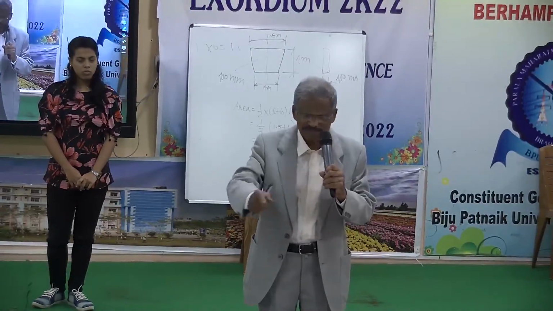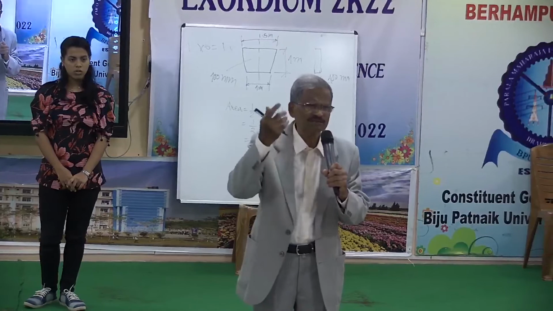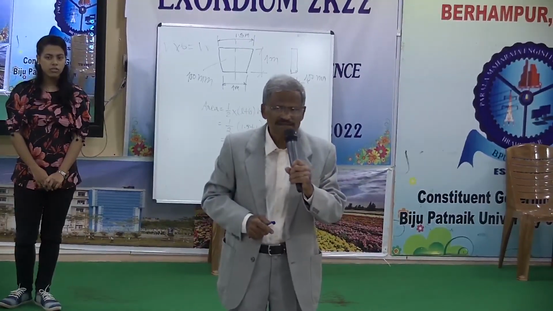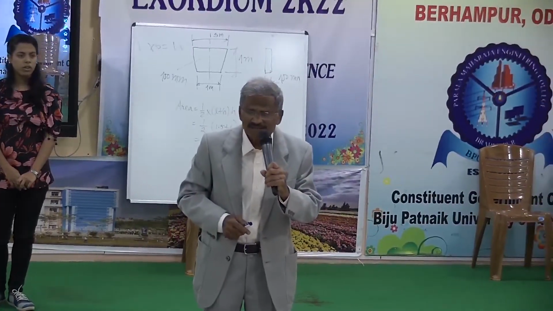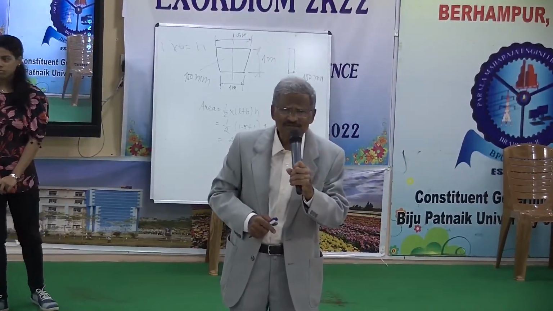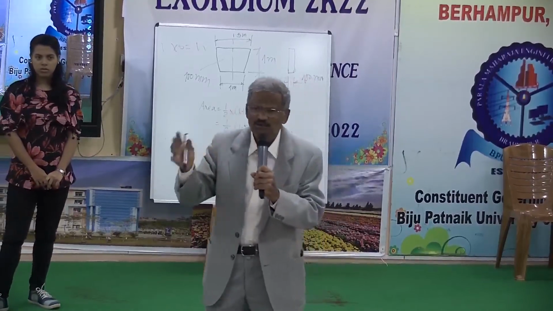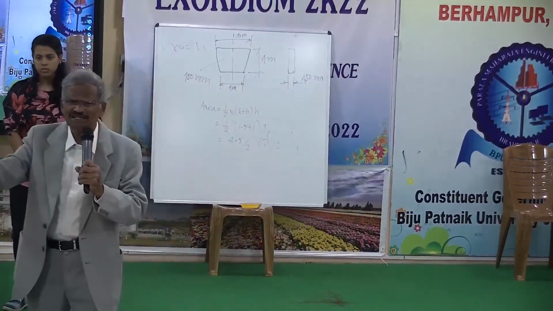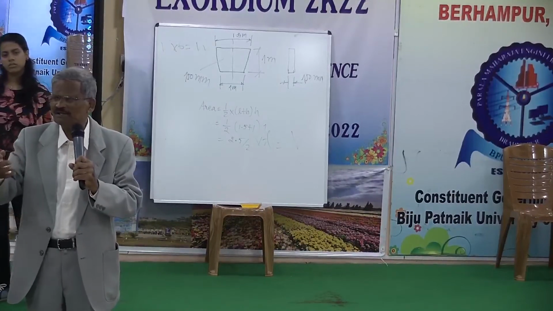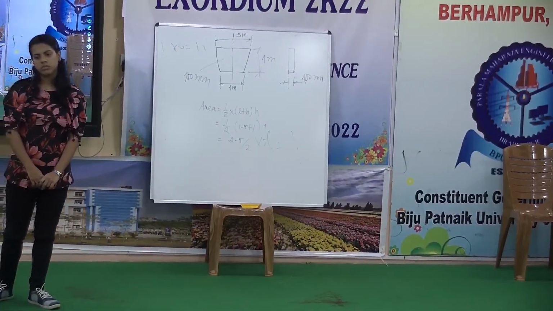Yes, 1 meter into 1 meter. A cubic meter of water. What is the weight of the water? How much? What is the weight of the water? Yes, 1000 kg. So what will be the steel, into the density of steel? 7.85. Even now I remember all these things by heart, 7850.